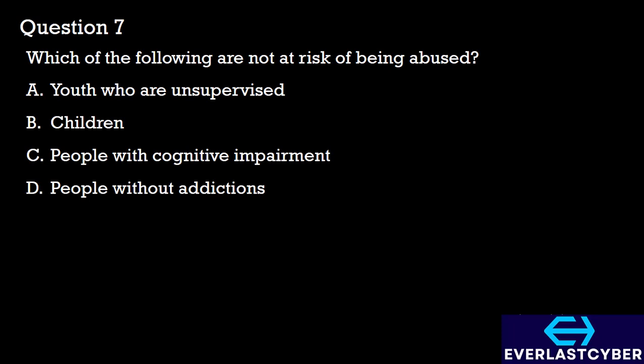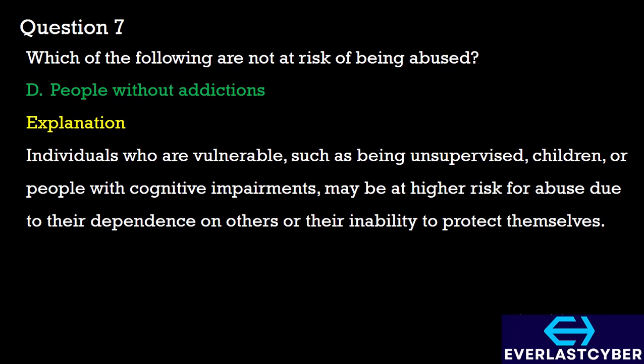In option D, while people without addictions can certainly experience various forms of abuse, the presence or absence of an addiction is not a direct determinant of whether a person is at risk of being abused. However, individuals who are vulnerable in other ways are at a higher risk of abuse. So, given the options we have, the group of people that are not at risk of being abused is option D, people without addictions.